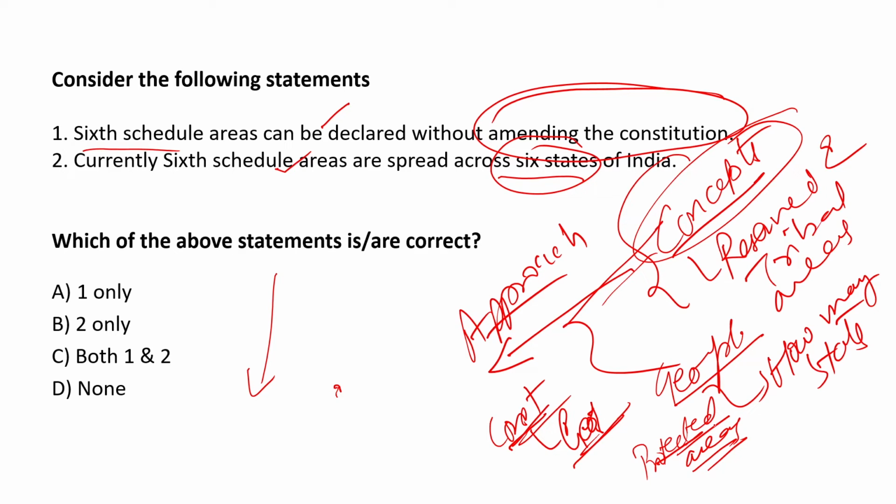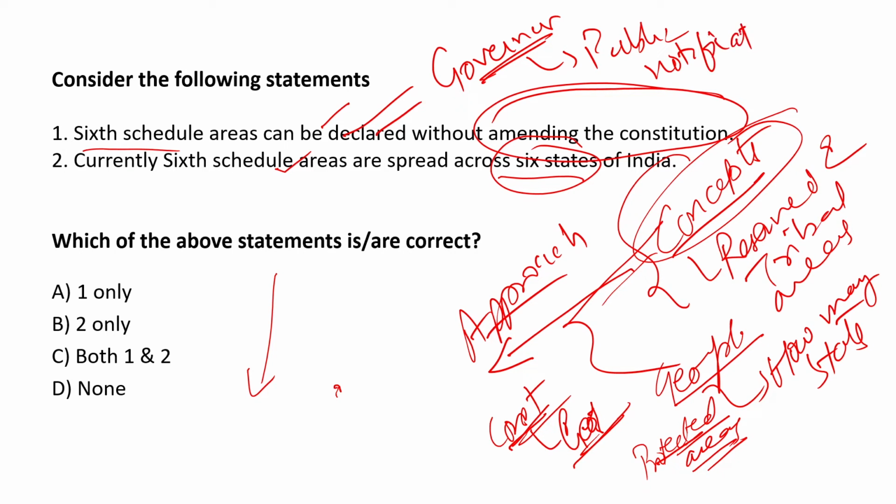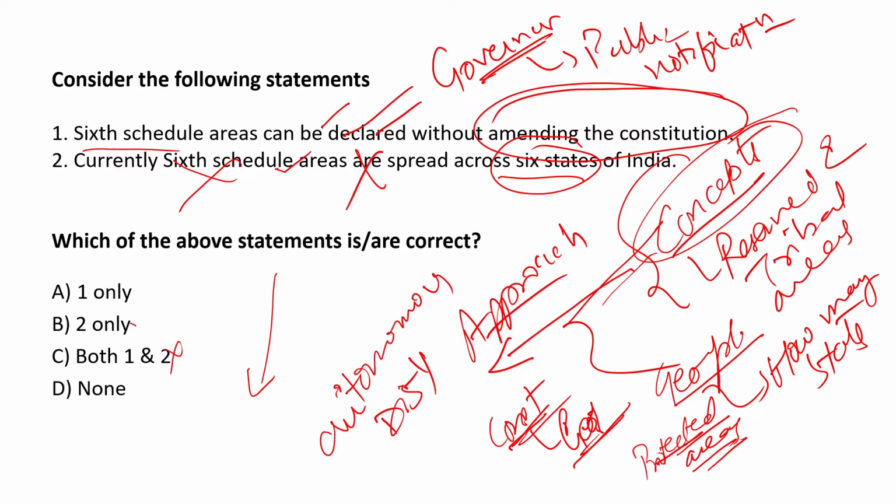If you look at the first statement, 6 scheduled areas can be declared without amending the constitution. Yes, that is correct, because it is the governor that gives a public notification and it's done. Amendment is not needed in the constitution. Okay, the tribal areas, specifically in the northeastern states. If you look at the 6th schedule, it currently applies to the state of Assam, Meghalaya, Tripura and Mizoram, right. So this statement becomes incorrect. We have counted Assam, Meghalaya, Tripura and Mizoram. So these tribal areas are then constituted as autonomous districts. So this statement becomes incorrect. The moment this statement becomes incorrect, option B and C can be eliminated, also option D can be eliminated.